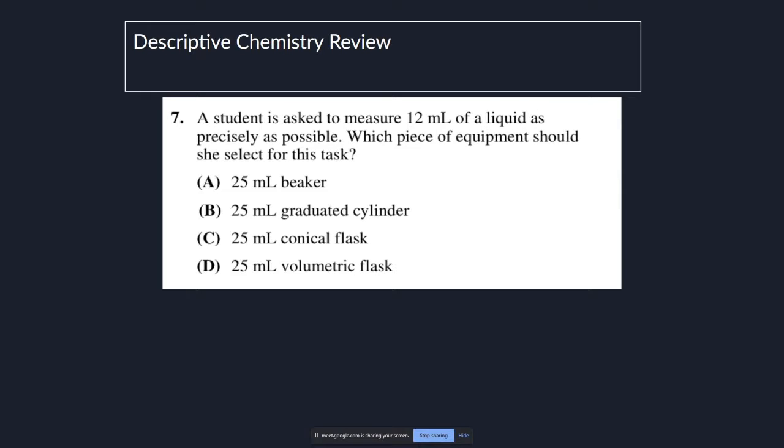Okay, so actually on the Olympiad, it's B. It's a graduated cylinder. Generally the beaker is the least accurate. So if you want to be as precise as possible, you don't want to select the beaker. Generally on the Olympiad, almost every single one of these questions is actually graduated cylinder. So keep that in mind, I guess.